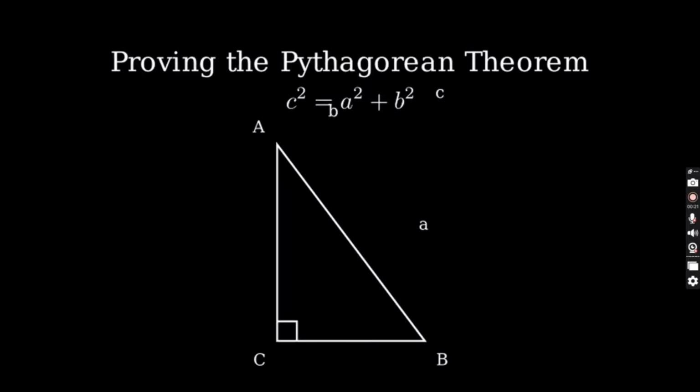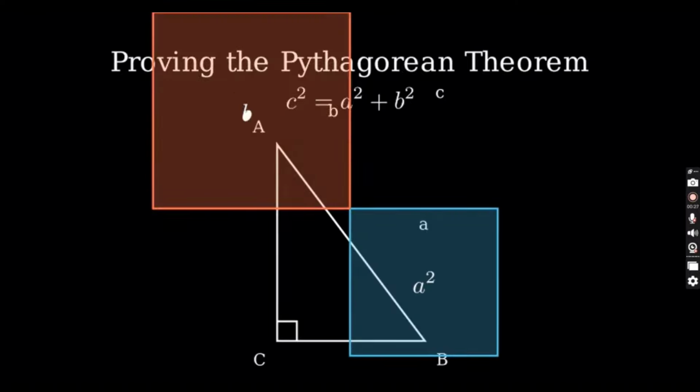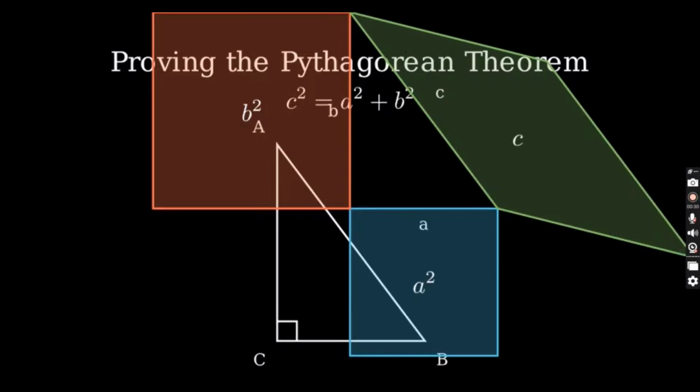To prove this theorem, we'll construct squares on each side of the triangle. First, let's create a square on side A, then on side B, and finally on the hypotenuse C. Now let's look at a different way to prove this.